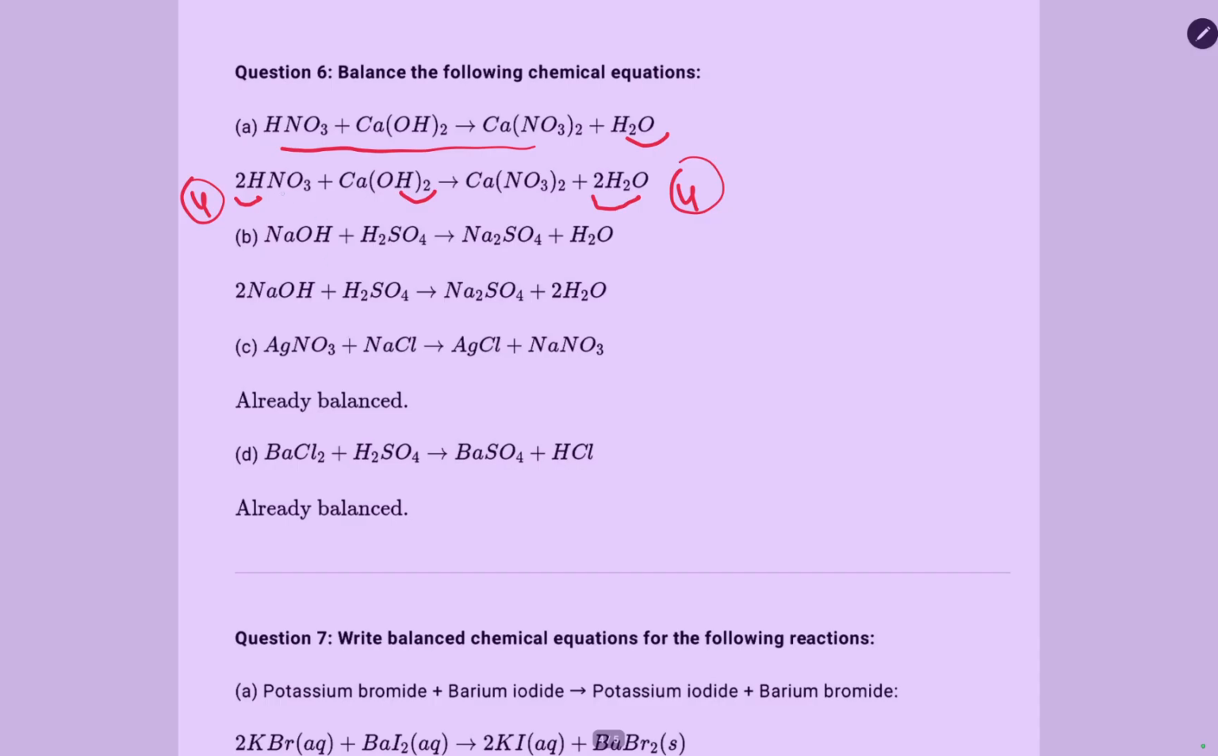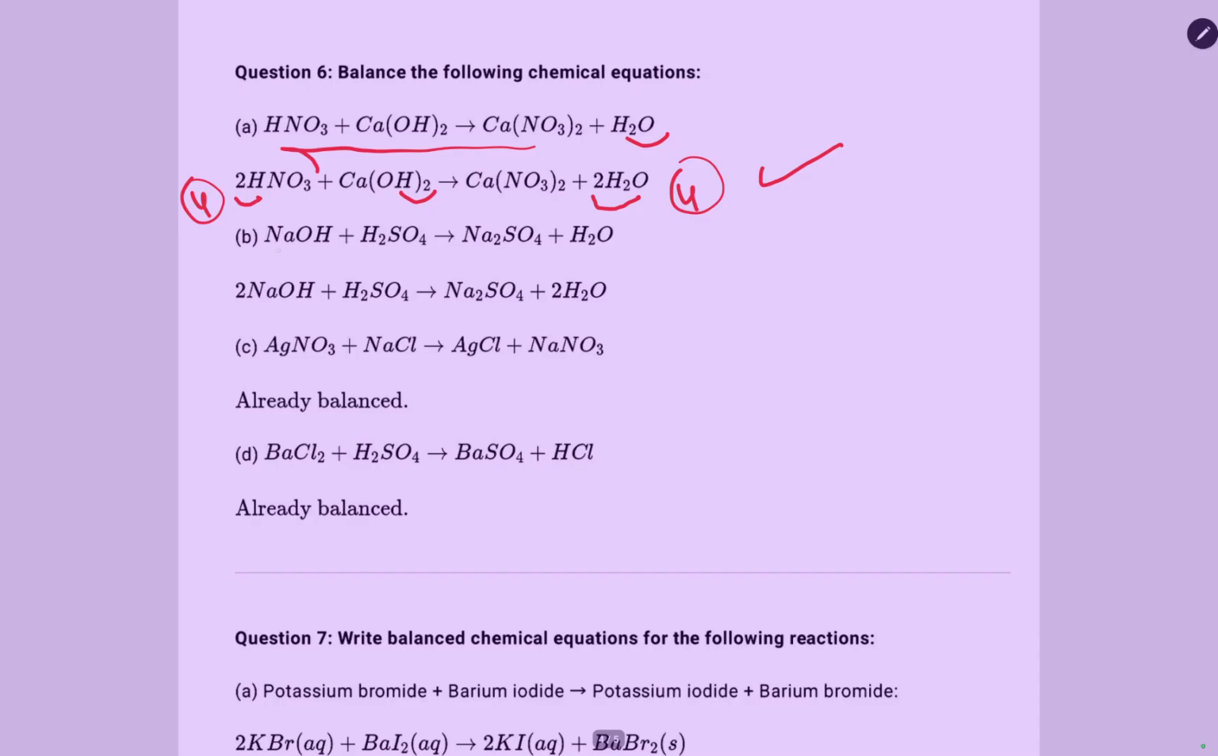Now you just check NO3. So nitrogen 2, so here NO3 on this side 2. So this side also 2, matched. And if you take the oxygens, on this side 6 oxygens plus 2 is 8, and 3 into 2 is 6 oxygens plus 2, 8 oxygens, and calcium 1. So it is a completely balanced chemical equation.